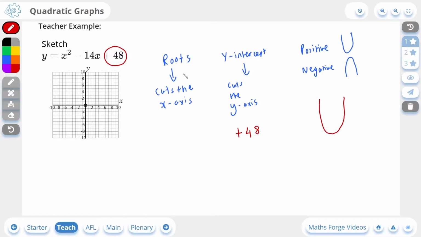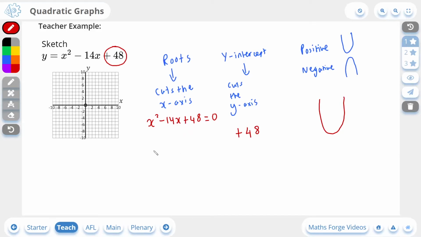The final thing we need to do is to find the roots. Now, how you find the roots for this graph is when you solve the equation when it's equal to 0. So we're going to have x squared minus 14x plus 48, and where it's equal to y here, we're going to actually equate it to 0. We're then going to solve for x. Once we find those x values, they should be our roots.